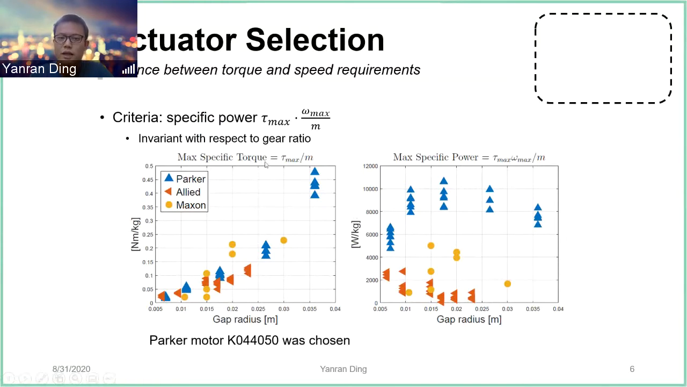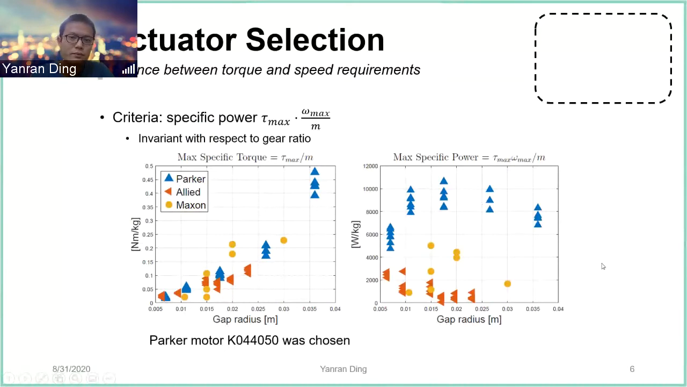Specific torque has been widely used in the design of electric robots, but it's more significant for large robots because of the long linkage length. In order to generate the same ground reaction force, it requires higher torque. However, for our case, we want to design a smaller robot, so specific power is a more reasonable metric for us to use. We plot the data for the motors from 3 companies, and the Parker motor could satisfy our requirements.